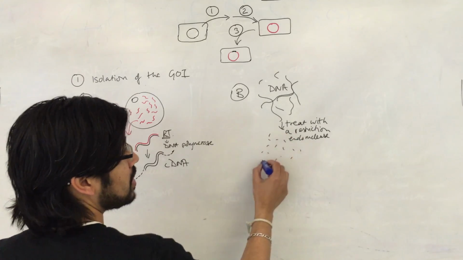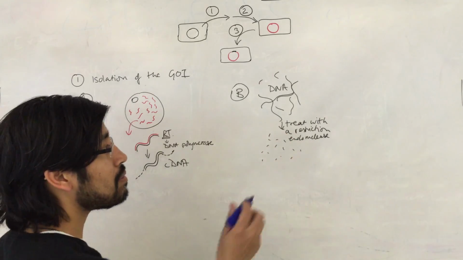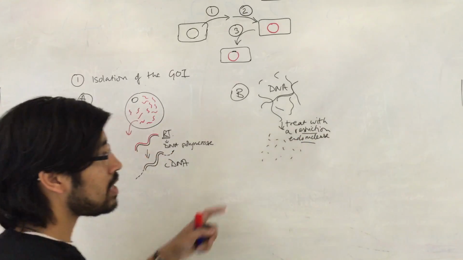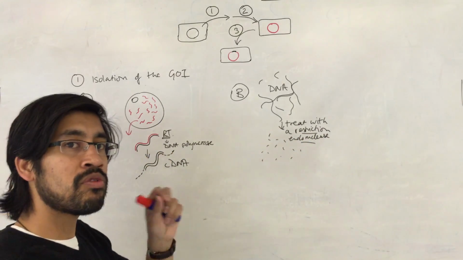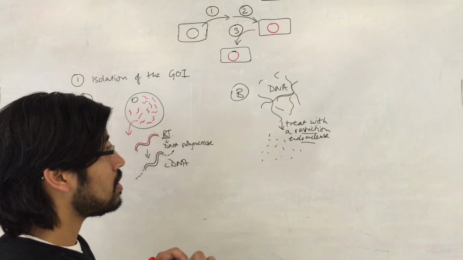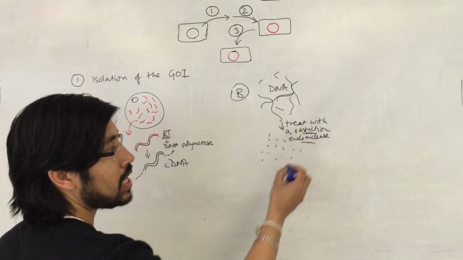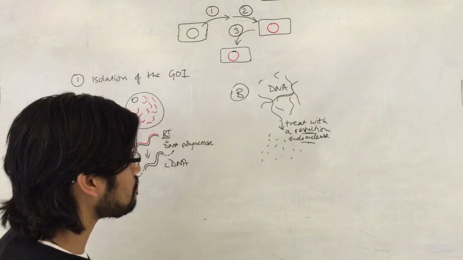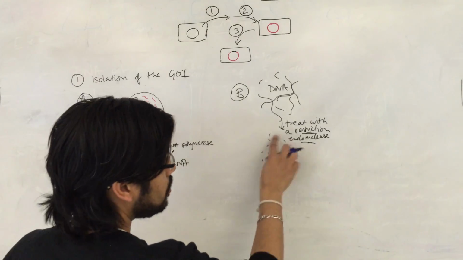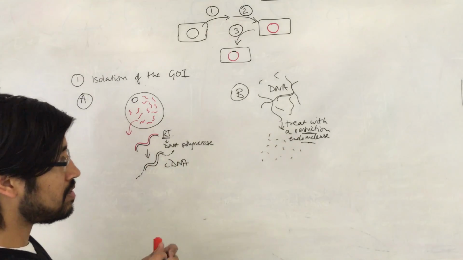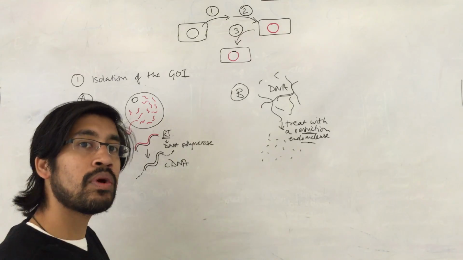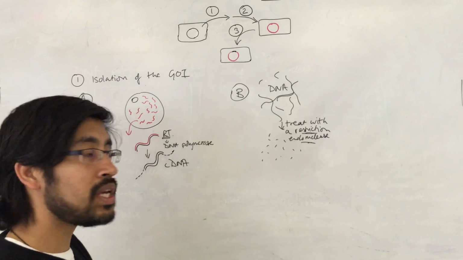It will still be double-stranded DNA, but very small fragments. But remember, because it's a restriction endonuclease, these fragments will already have sticky ends on them, because of the way restriction endonucleases work. But we don't know which of these is the fragment that contains our insulin gene.